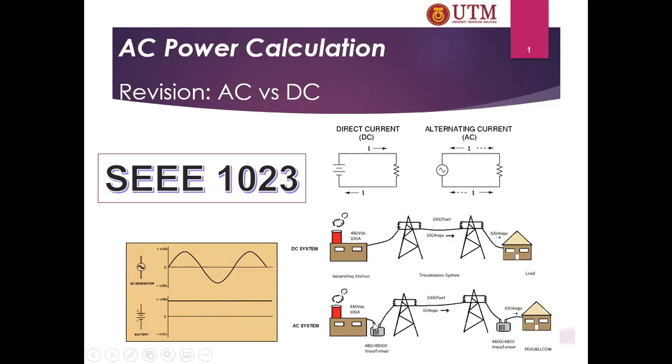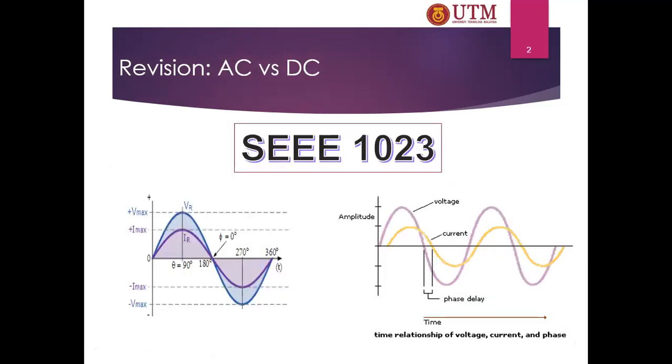So actually there are benefits, advantages and limitations for both systems, either we are using a DC system or an AC system. Both have their own advantages and their own limitations. For AC systems, I would like to remind you on the revision of what you should know about the voltage, the current, the time relationship between the voltage and current, and the phase angle.